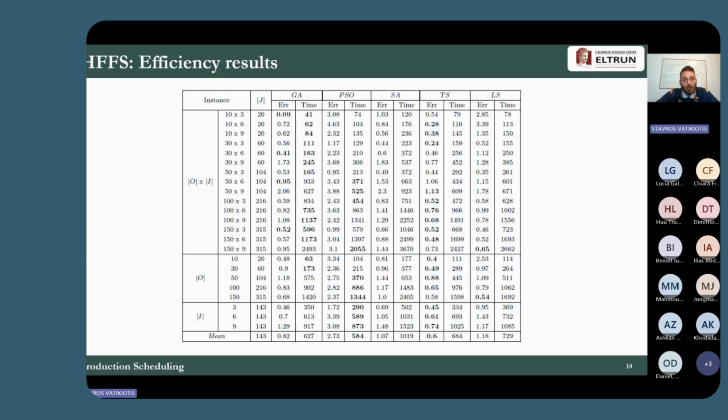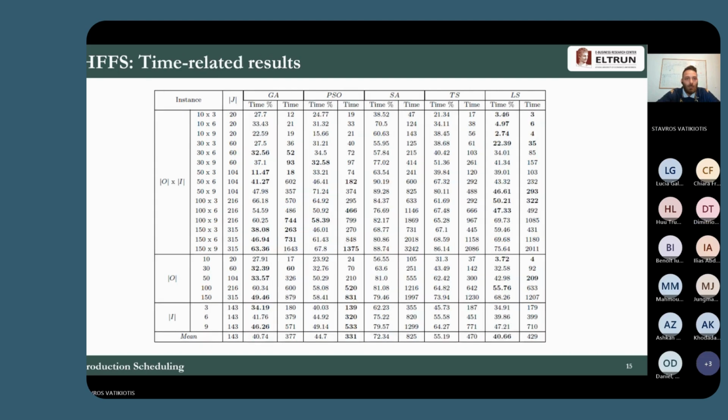What we've seen on the benchmark experiments, and these are the efficiency results, is that there's no clear winner between the algorithms, which is either a good thing or a very bad thing. Overall, we may see that the methods that seem to be better are the GA, taboo search, and on some instances, the local search with kind of similar computational times.